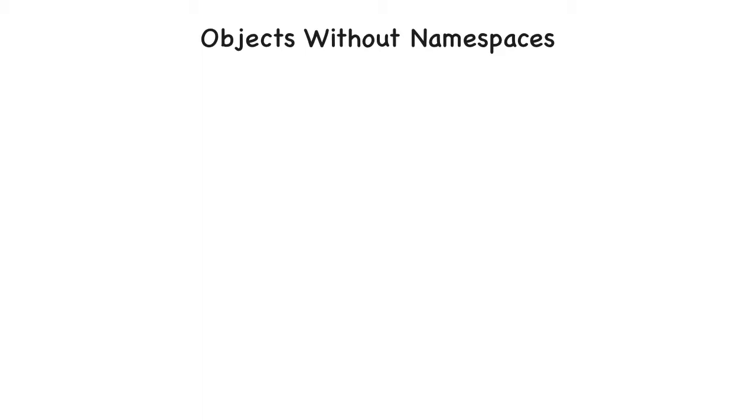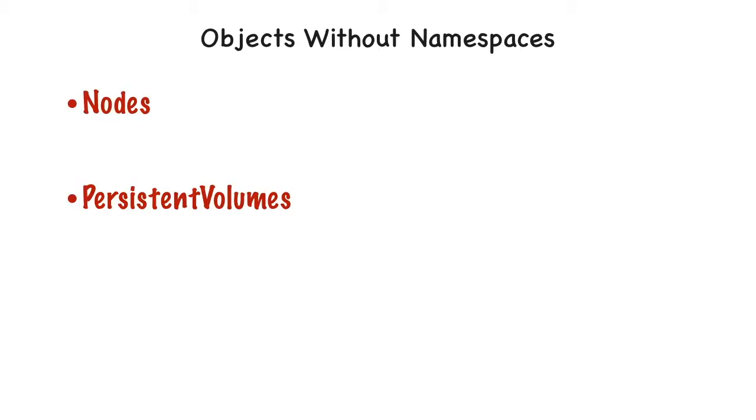Finally, let's address a little asterisk. At the start of this video, we said that almost all objects in Kubernetes live in namespaces. And indeed, there are some objects which do not live in any namespace. These are typically low-level objects such as nodes and persistent volumes. Most Kubernetes resources such as pods, replica sets, deployments, services, etc. are going to reside in a namespace.